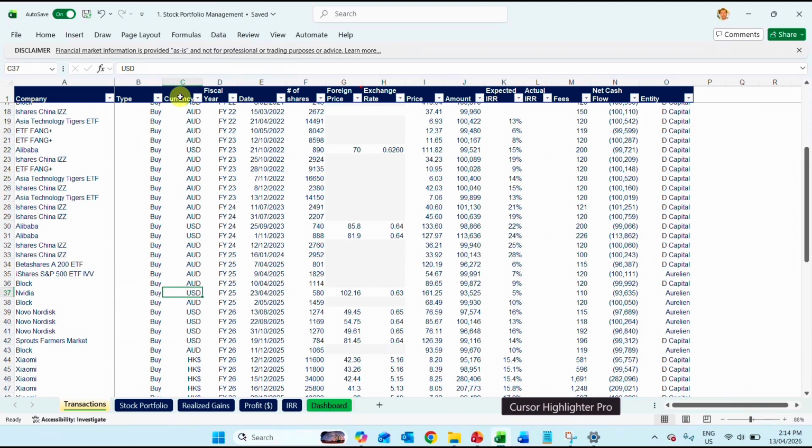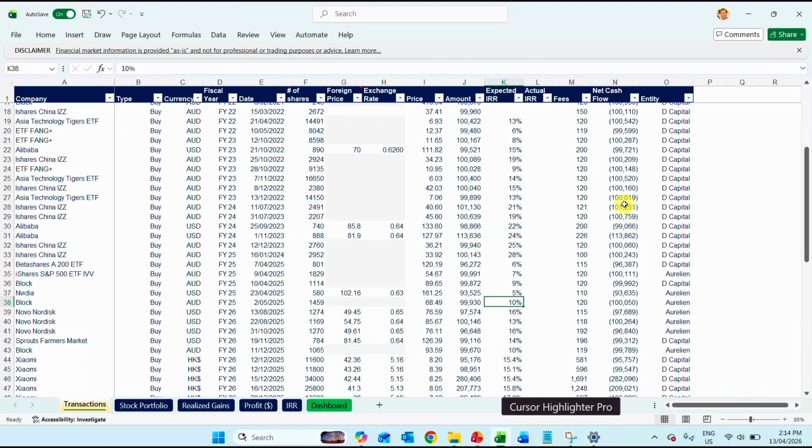Column C, it's the currency. So you may have investment in different stocks, in different locations with different currencies. So it's a good practice to mention the currency of the asset that you purchased. Then the fiscal year, date, number of shares that you purchased. If it's a foreign investment, you have to put the foreign price and the exchange rate. Then that's the price in your own currency. The amount, so the amount is basically the number of shares times the price, simple.